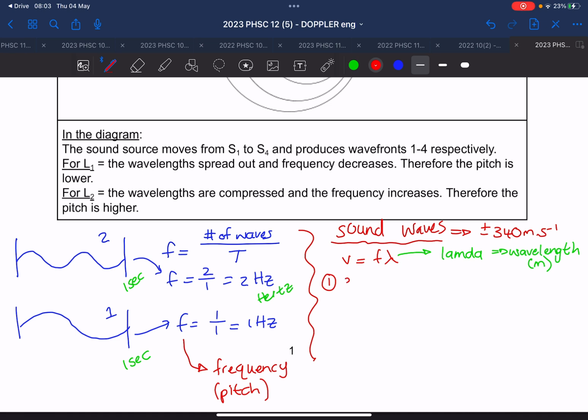So that is 340 is equal to frequency times lambda. What was the frequency for the first wave? 2. So that frequency you put in 2. And now you want lambda. Okay, and then you get lambda to be what? 170 what? Meters. Lambda is the wavelength.